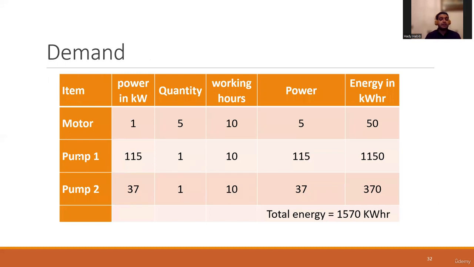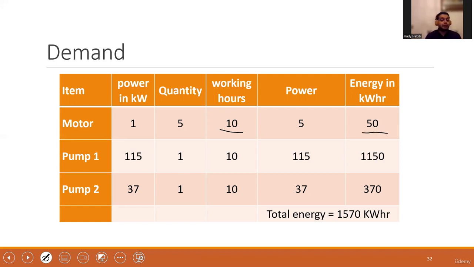Here is the load that is required to find a generation for it. We have 5 motors of 1 kilowatt each, working 5 hours per day, but here we are multiplying the working hours in order to keep the battery lifetime longer, and we calculated the energy in kilowatt hours. It will be 50 on this occasion.